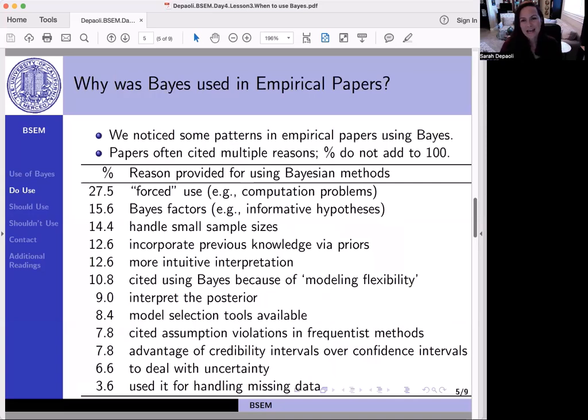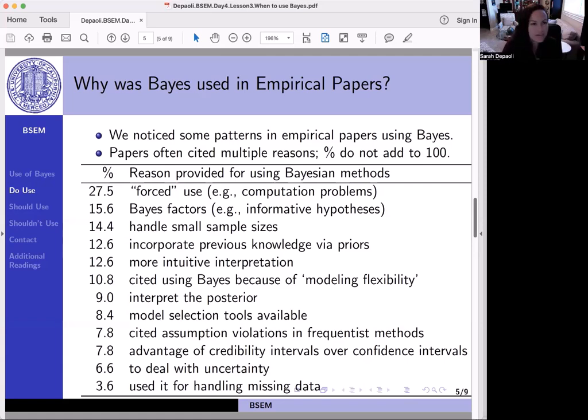Here we can see the empirical papers within psychological sciences that used Bayesian methods. We can see why authors cited why they needed to use Bayes, or why they did use Bayes. The most prevalent category that we saw is that they were forced into using Bayesian methods. This could be because of some computational problem that arose, or they're avoiding numerical integration, or because the model that they wanted to estimate maybe could only be done using Bayesian methods. Maybe they're implementing something like the near zero prior, and so they needed it.